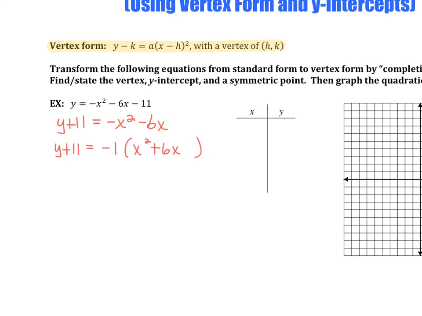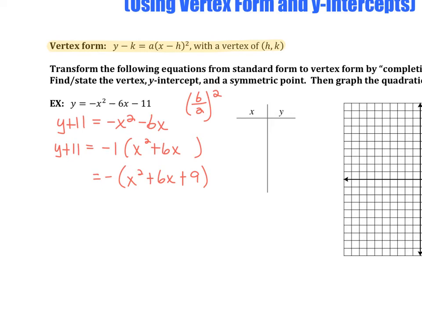All right, now the next thing I'm going to do is I'm going to take this b value right here, or that linear value, and I'm going to divide that by 2. So in other words, it's going to be 6 divided by 2, and then I'm going to square that. And obviously when I divide 6 by 2, I get 3, and when I square that, I get 9. So what I need to do then is I need to add that, in this case, to the right-hand side of the equation.